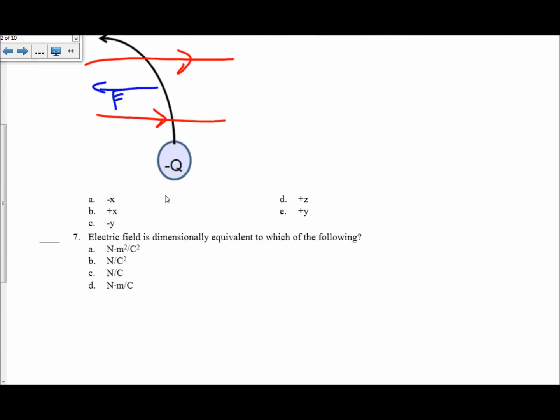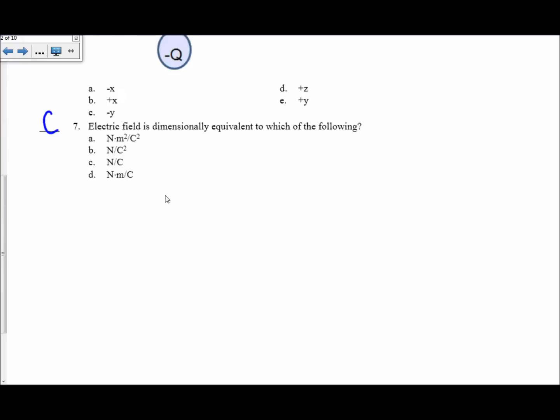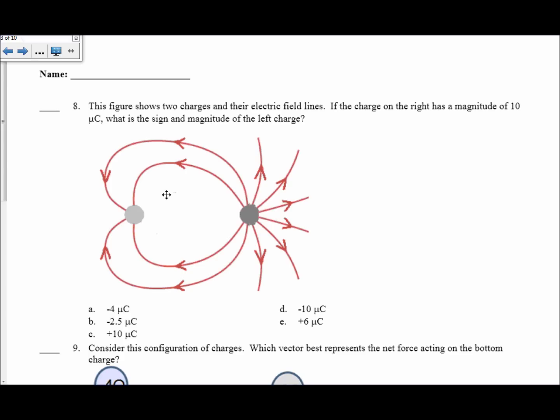Electric field has the dimensions of newtons per coulomb. It's force per unit charge. All right, I have 2 charges. This one has a magnitude of 10 microcoulombs. It's positive because the field lines are coming out. I have 1, 2, 3, 4, 5, 6, 7, 8, 9, 10 field lines over here, and 4 field lines over here. That means that I have negative 4 microcoulombs. That's A.